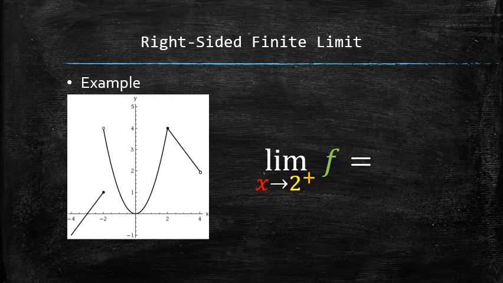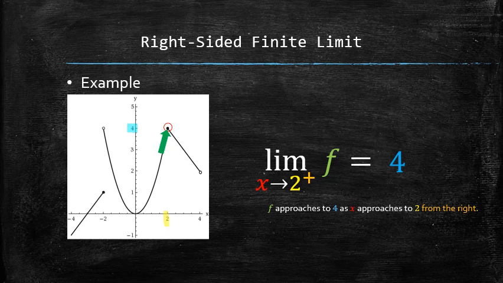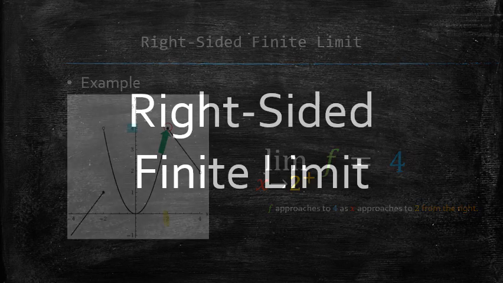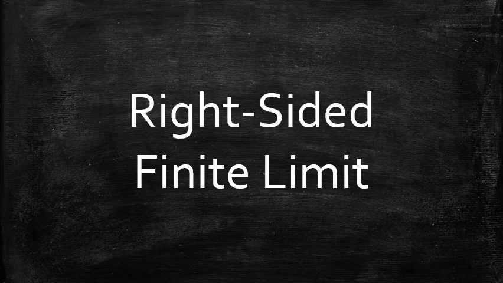Finally, to find the last limit, we need to determine the value which the function approaches as x approaches 2 from the right. It is easy to see that the function approaches 4. In other words, f approaches 4 as x approaches 2 from the right. Therefore, the answer is 4. So we found the limit. We discussed the definition of a right-sided finite limit using the graphing approach.